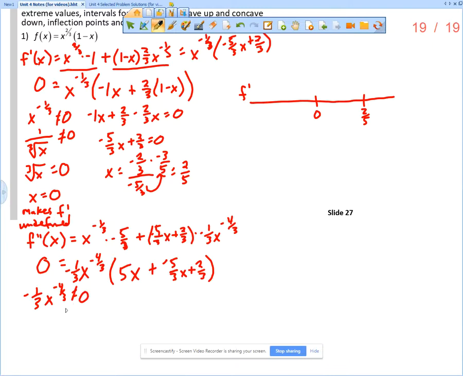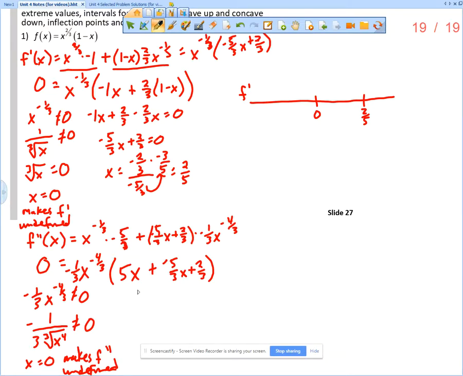Of course, that is never equal to 0, because what does that mean? It means 1 over 3 times the third root of x to the 4th, which cannot be 0. But what do you know? x equals 0 would also make f double prime undefined, which is something you would have already known because f prime was undefined at x equals 0.